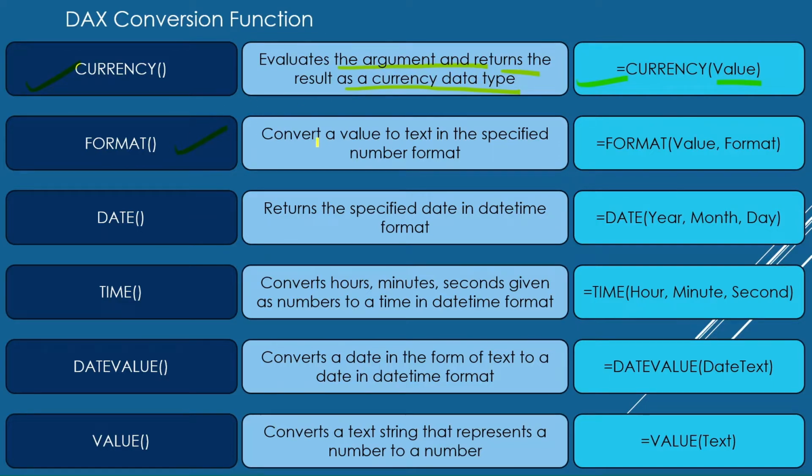This is the FORMAT function. It converts a value to text in the specified number format. This is the signature: this is the value, and this is the format. So the FORMAT function will convert this value into the format which we have specified here.